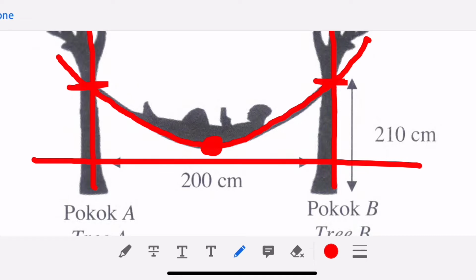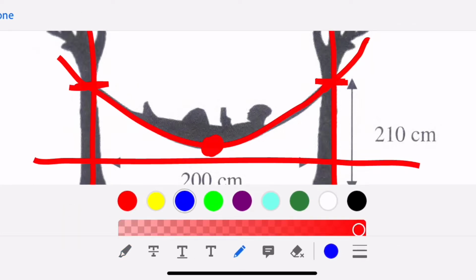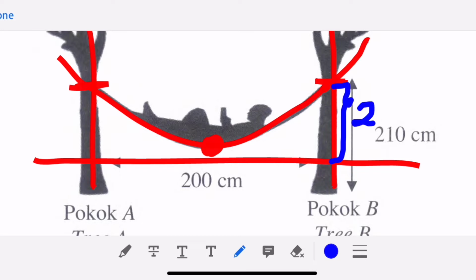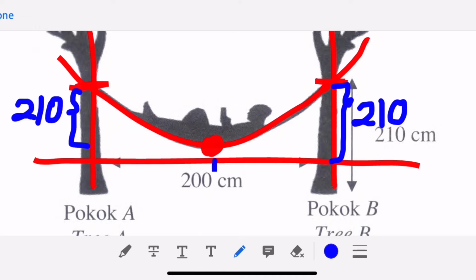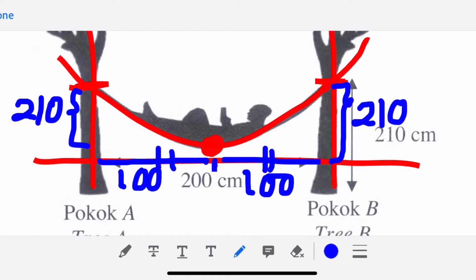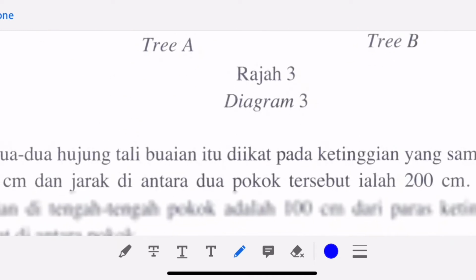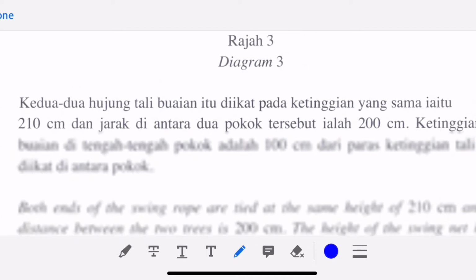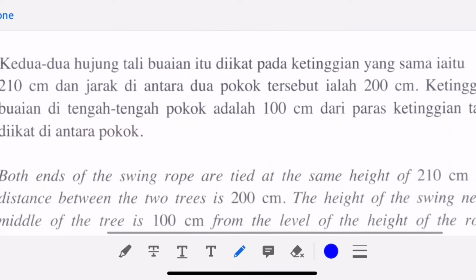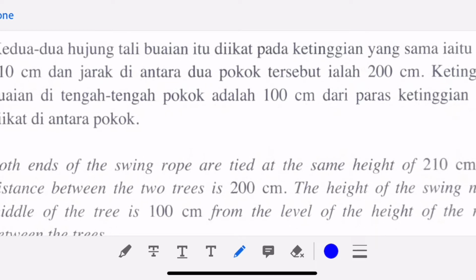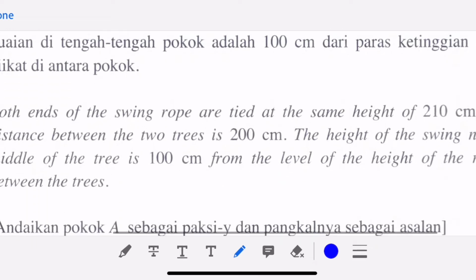All right, so let's get the information from the graph. This is 210. In terms of number, this will be 210 also. And then if I look at here, we have 100 cm for the midpoint here, 100 cm. Obviously, we want to label the midpoint later. Now let's continue with the story. Make sure we really understand the question, then you will get the information from that question.